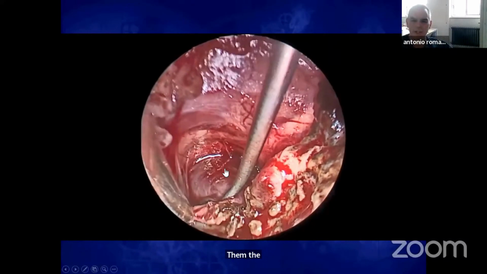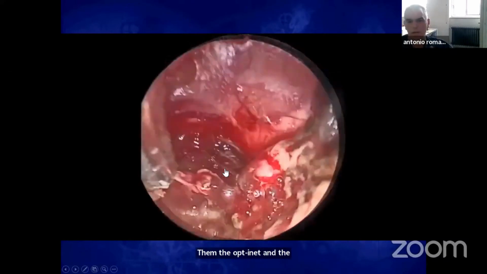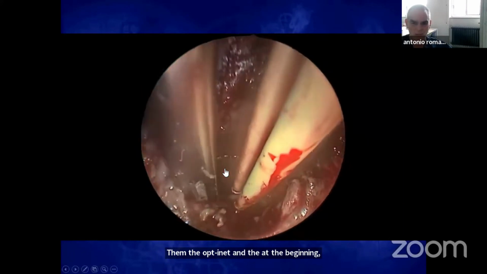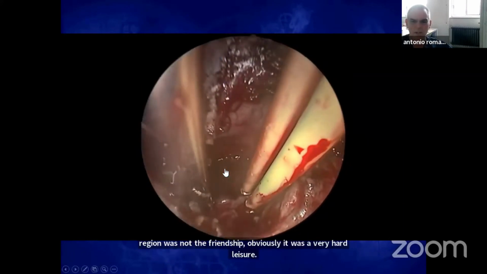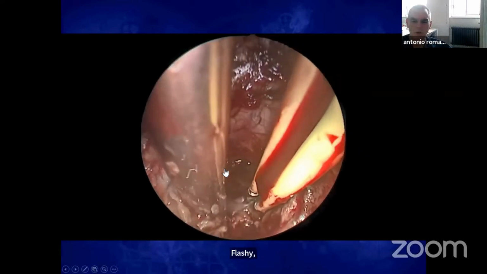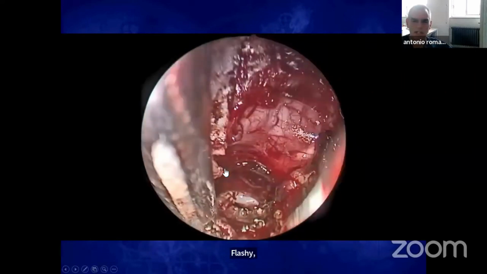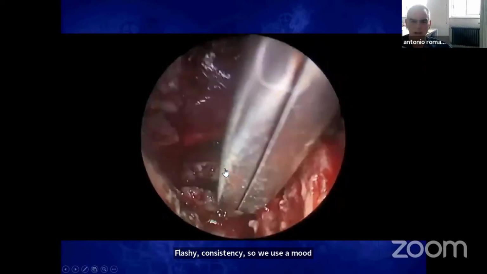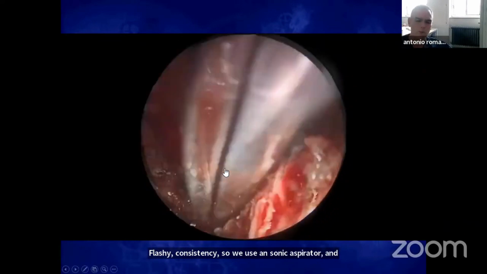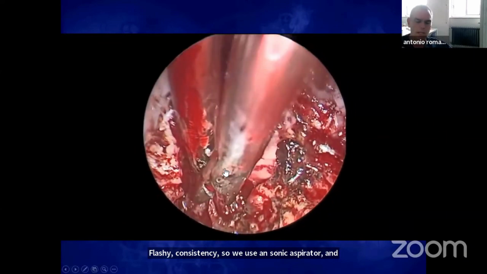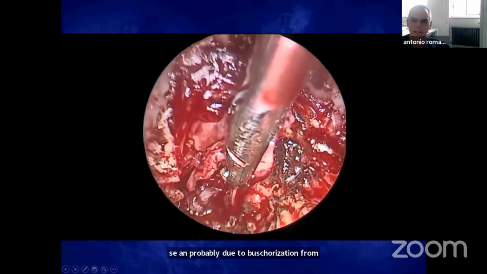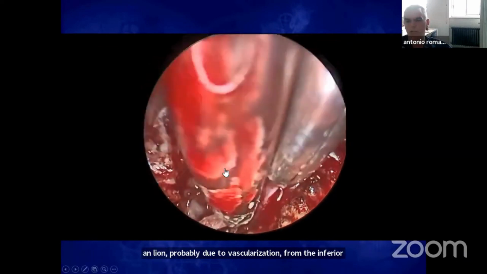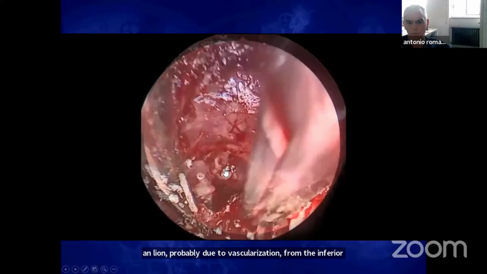At the beginning, the lesion did not look like a craniopharyngioma. Obviously, it was a very hard lesion, of fleshy consistency. So we used an ultrasonic aspirator, and at the beginning it was a very bloody lesion, probably due to vascularization from the inferior hypophyseal artery, from the cavernous carotid artery. We needed to transfuse the patient with 4 blood units.